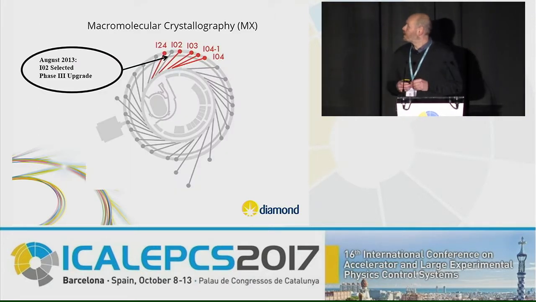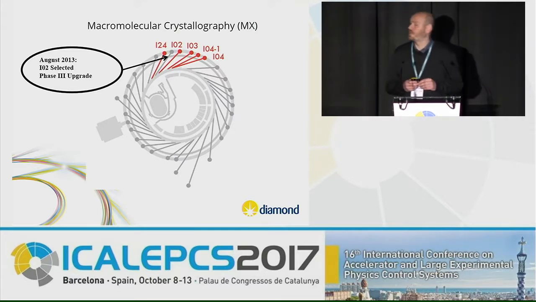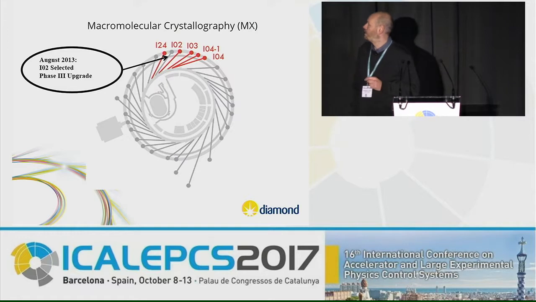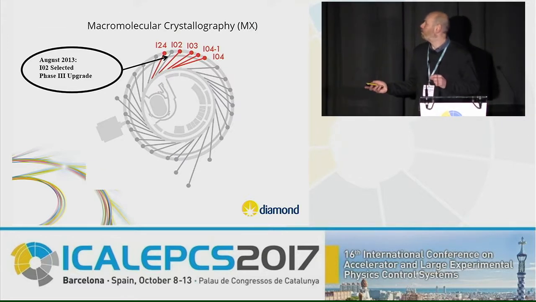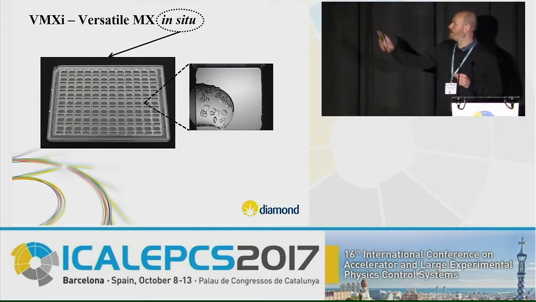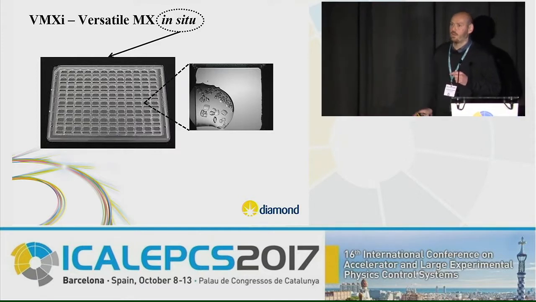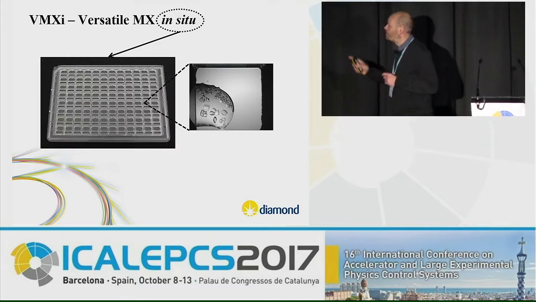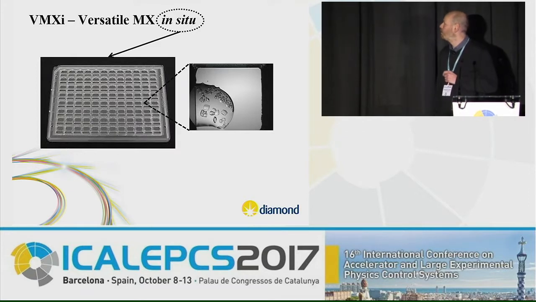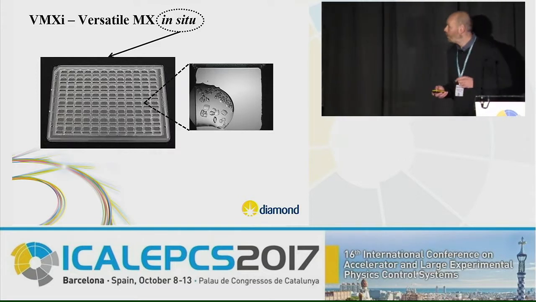There are several MX Beamlines at Diamond, and back in 2013, I02 was selected for phase 3 for a major upgrade, to become VMXi, and that's specialized to process these crystallization plates here. In these crystallization plates, you have a well, and within that well, you have a crystal sample of some biological material, and then you create diffraction images from there. And of course, you can generate a great deal of volume from one plate as well.